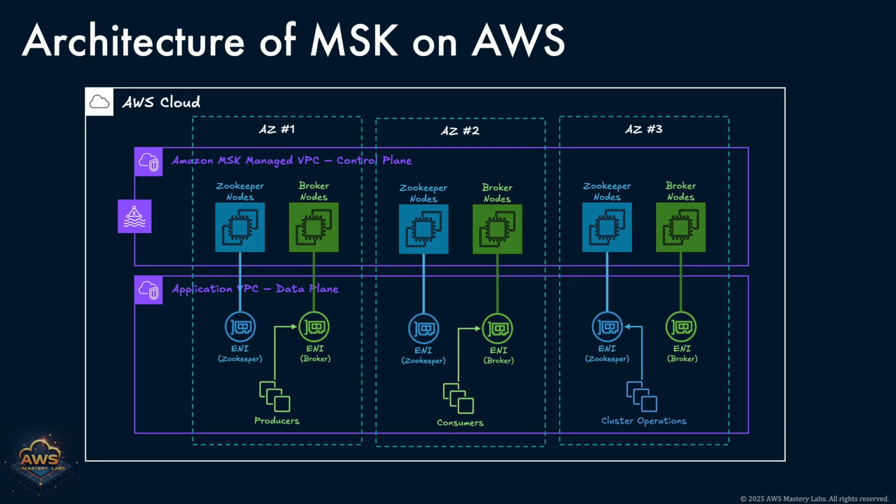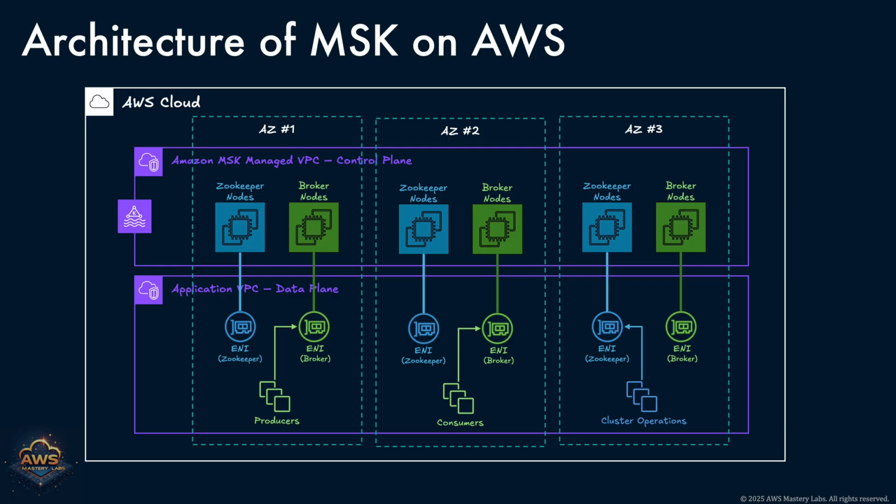The broker nodes, shown in green. These brokers are the heart of Kafka. They store the data, handle producer writes, serve consumer reads, and manage partition leadership. They are the primary touchpoints for your streaming workloads.